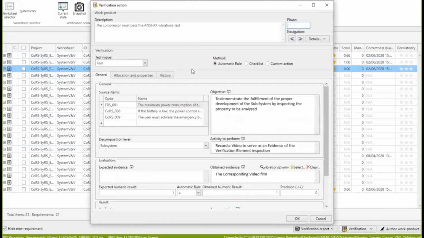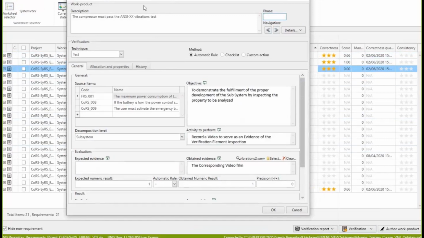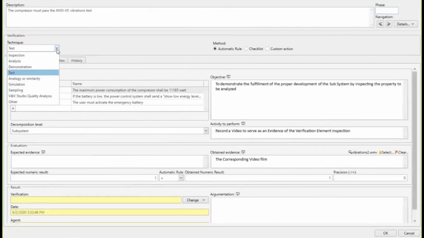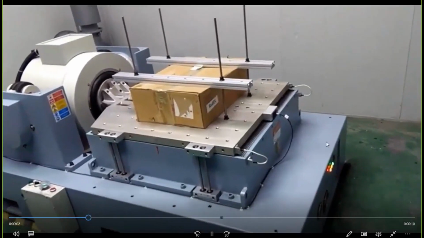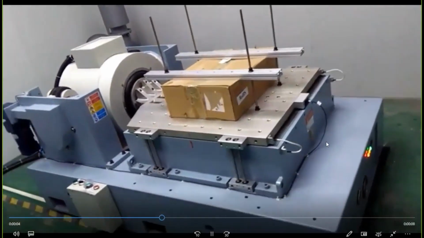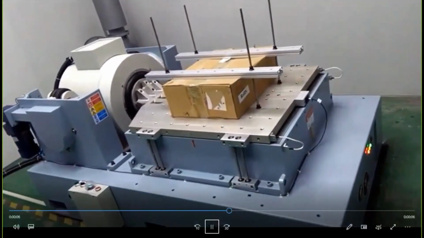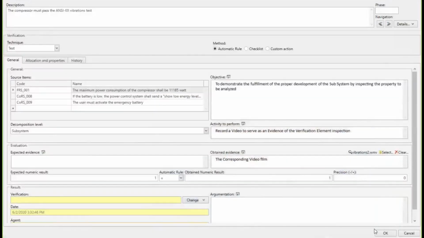The compressor must pass the ANSI whatever vibration test. This is something I personally invented, so please feel free to laugh at me, because I just got some vibration video somewhere and put it there. You are testing the system and you have this video as evidence, and then of course you would provide all the graphs, Excel information if you want to put it.